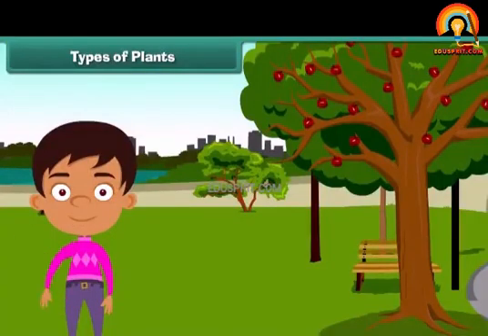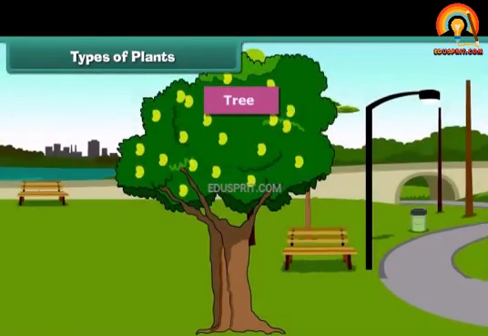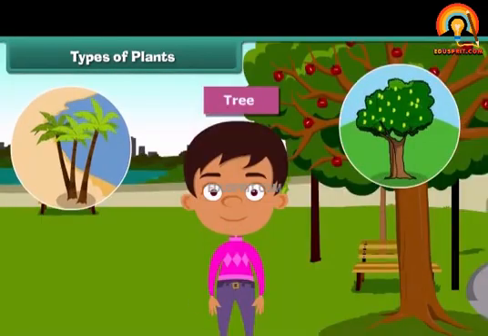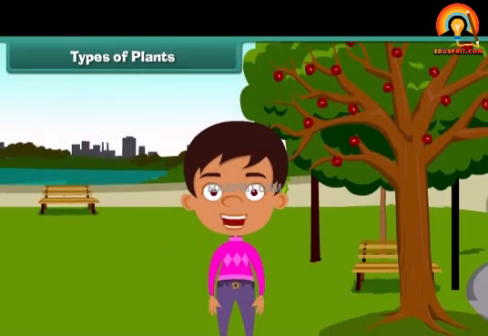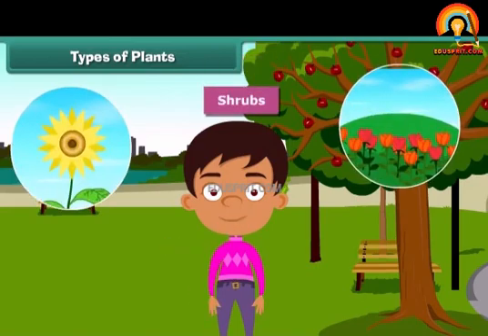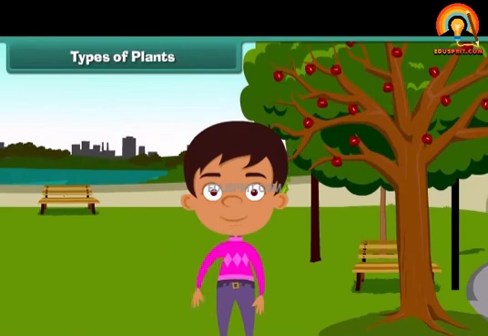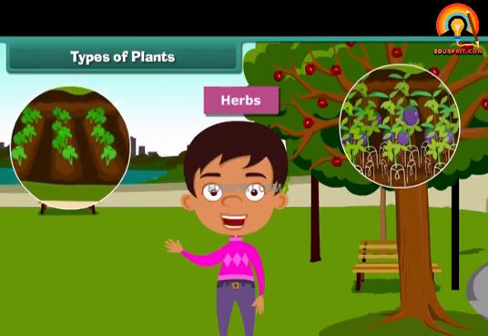Children, we often see different types of plants around us. We find that some of the plants are tall while some are small. Plants which are very tall and strong are called trees. For example, mango tree, coconut tree and neem are tall. Plants which are smaller than trees are called shrubs, such as rose and sunflower plant. Besides, some plants are very small and are called herbs. Brinjal and spinach are the examples of herbs.